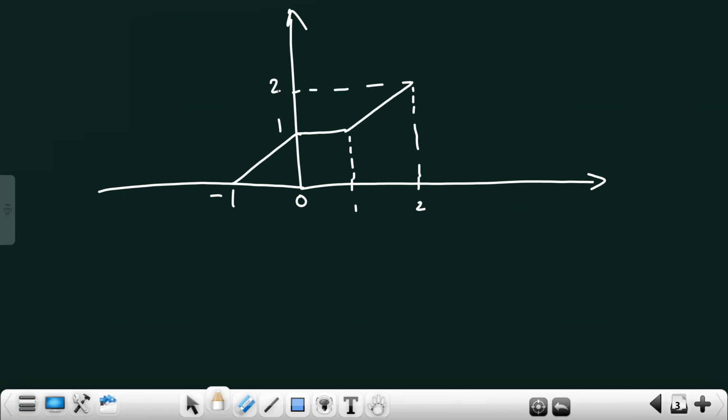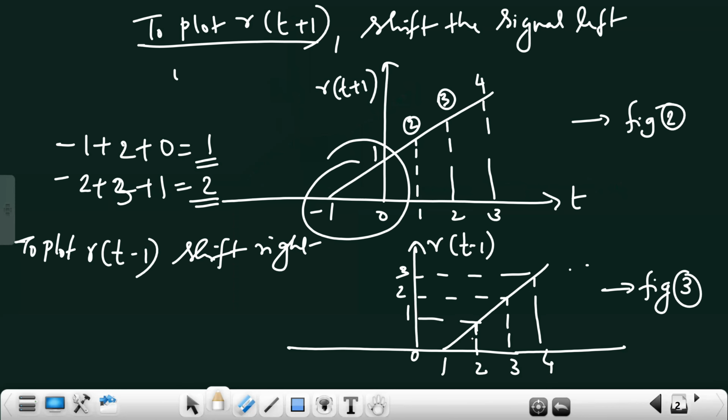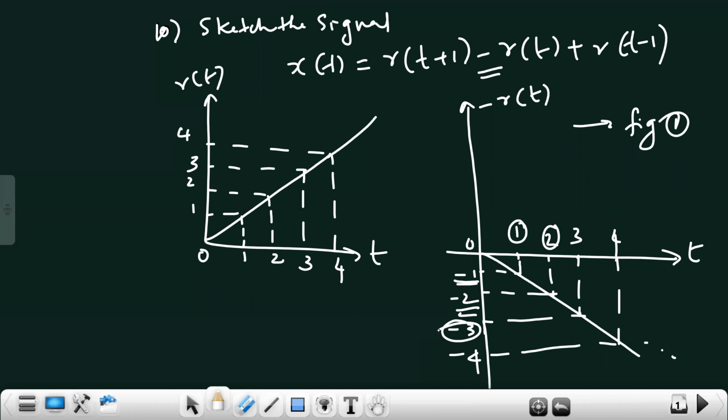Now coming to t is equal to 3 case. The time instant t is equal to 3. Just go back to the first figure and check. At t is equal to 3, you are having -3. Isn't it? From figure 1, you are having -3 at t is equal to 3.